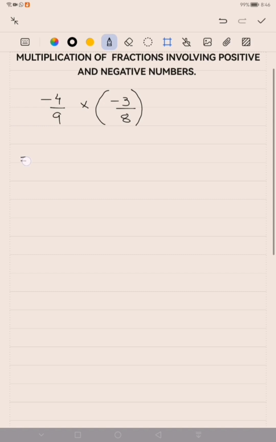First of all, we are going to remove the brackets. Minus 4 over 9 multiplied by minus 3 over 8. Now, we will see if any one of the numerators can be simplified with the denominator. Any one of the numerator and any one of the denominator have a common factor. We are going to simplify it. For example, over here in 4 and 8.